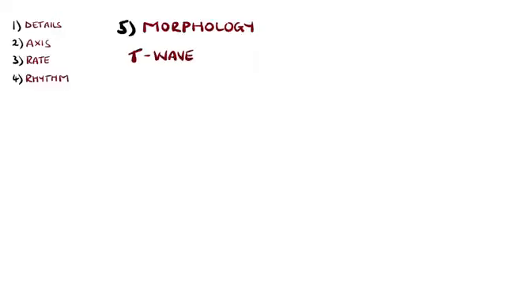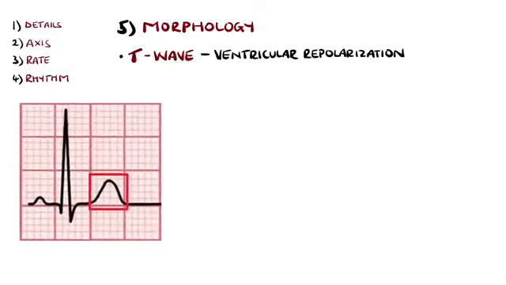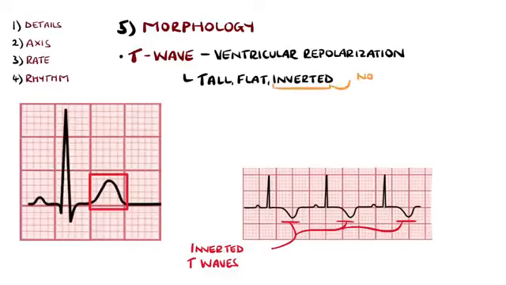T waves indicate repolarization of the ventricles and can be described as tall, flat, inverted, or even biphasic. In most cases, they will be positive and concordant with the QRS complex, but in cases where they are negative, they are known as T-wave inversions. This is normal in V1, aVR and lead 3, and can also persist from childhood in some people in V2 and V3. Inverted T-waves in the absence of ST changes can indicate a historic ischemic event.